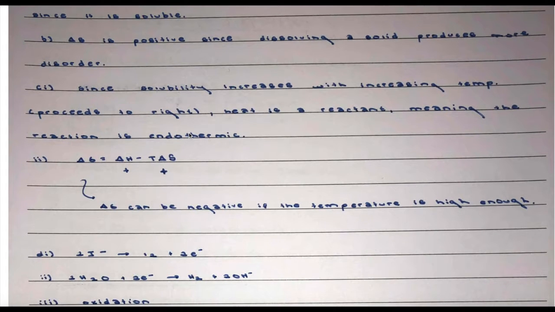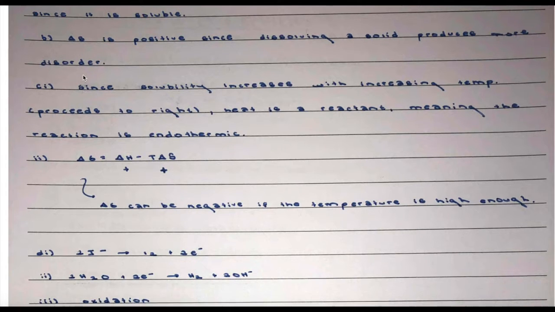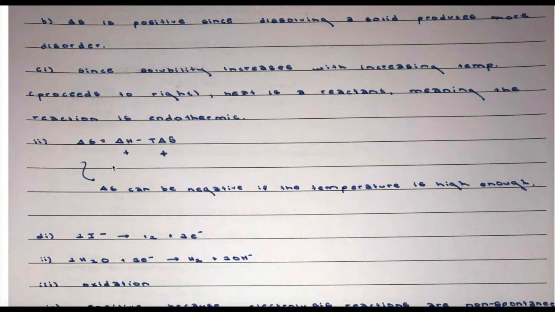Okay? In CII, it says, is the answer you gave in part A consistent with your answers in part B and CI? Explain. Well, I'm going to be using the Gibbs free energy equation here. I know my delta H is positive and my delta S is positive. Therefore, yes, my delta G can be negative, but it will only be negative if my temperature is high enough.